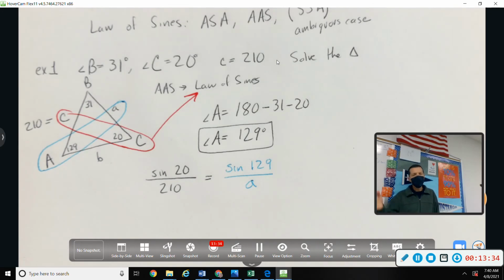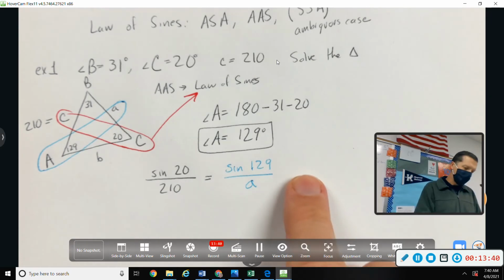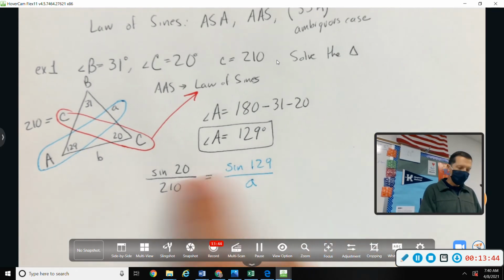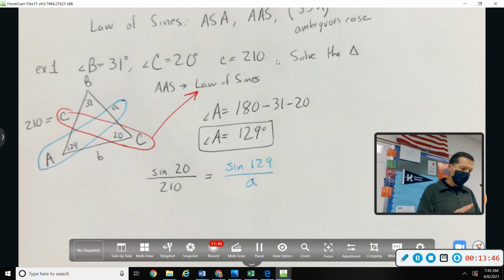Again, there's also sine of 31 over B, but I don't want to mess this up. Use them two at a time. If you wrote it equals sine 31 over B, it'd be a true statement, but there'd be no way to solve for anything. So use them two at a time.